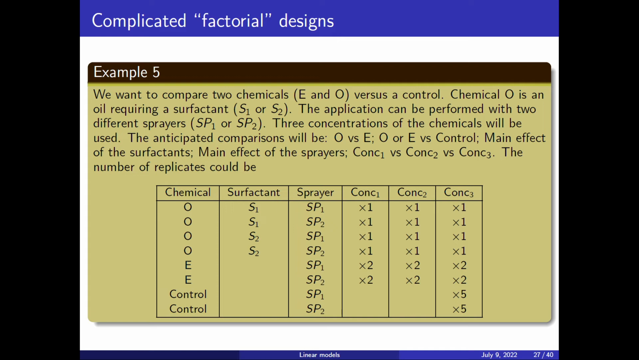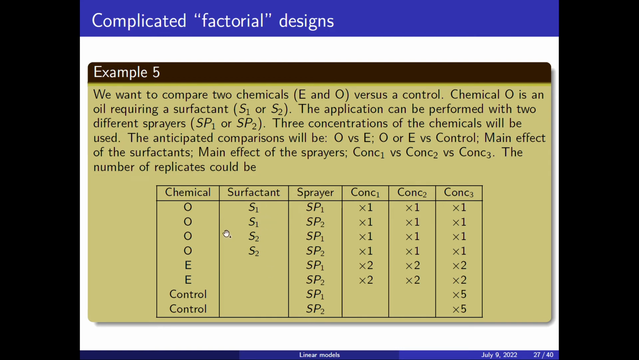So for instance, let's say that you want to compute the effect of 2 chemicals that we will name E and O versus a control. So this is the first factor. It is what is the chemical that you are using, and you have 3 possible levels. And also the chemical O requires a surfactant, and you have 2 possible surfactants.